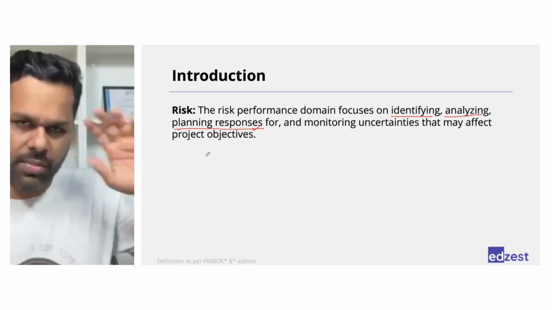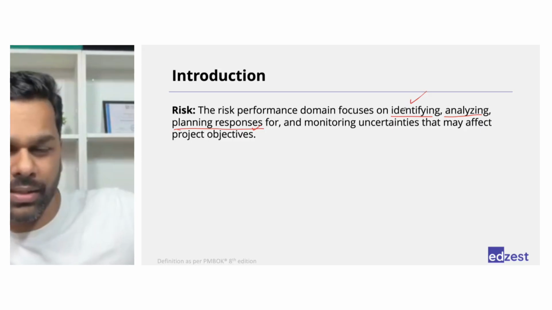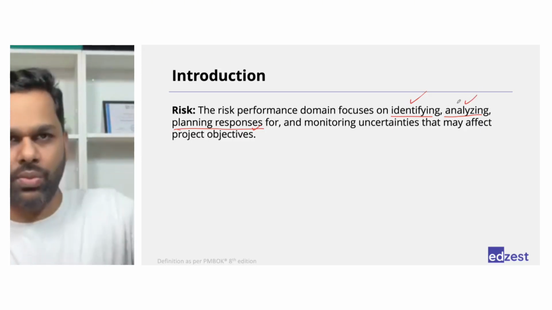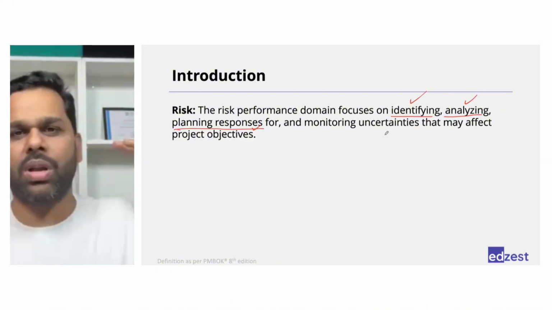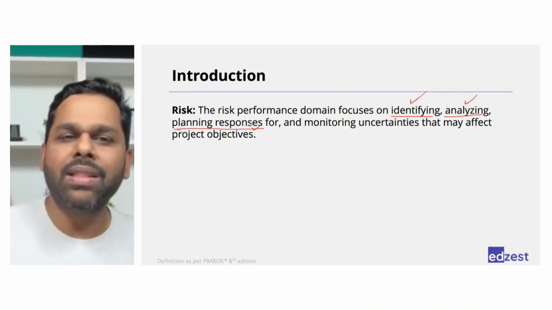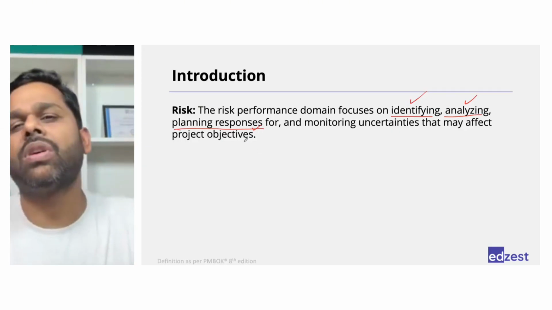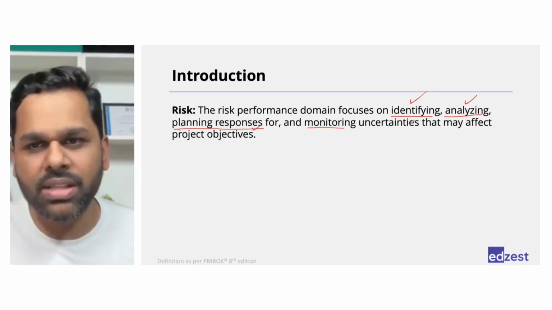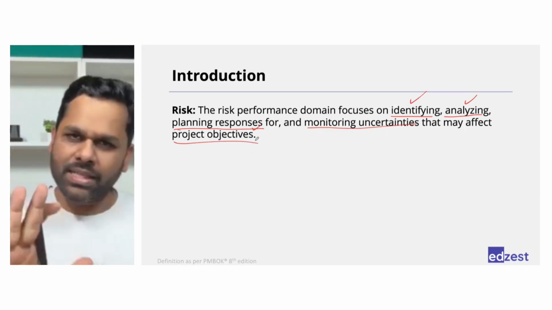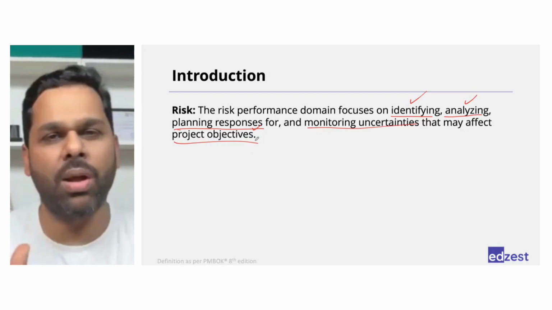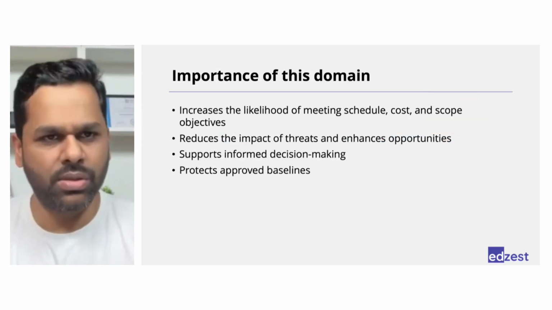So whenever you think about risk management, it's all about first identifying what could be the risk in the project, then analyzing to prioritize which risk is the most important one. And then from the top, we'll start planning a response one by one. Once we have planned the response, obviously we will implement those and we'll also check whether our implementation was successful or not, monitoring the uncertainties that may affect the project's objective. That's exactly what risk management is all about. Let us try to discuss those activities one by one.